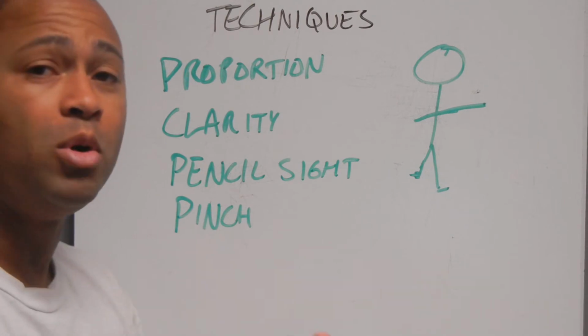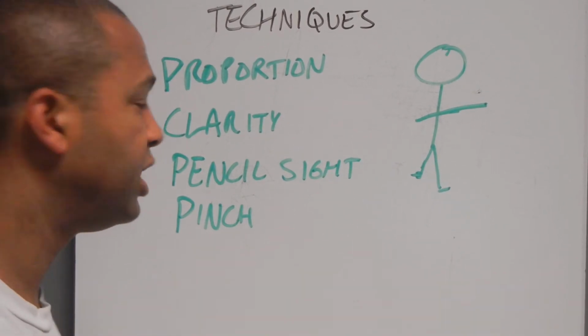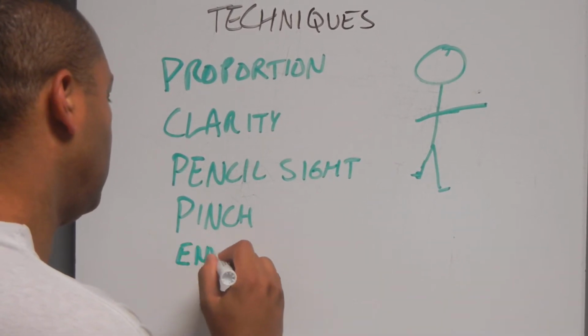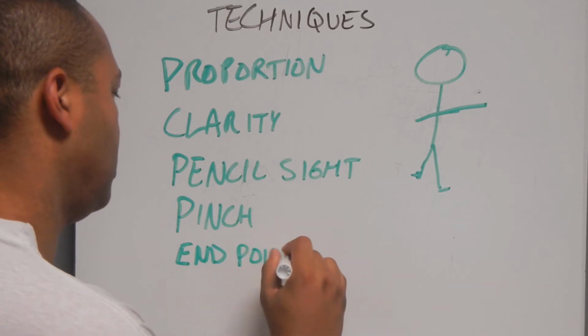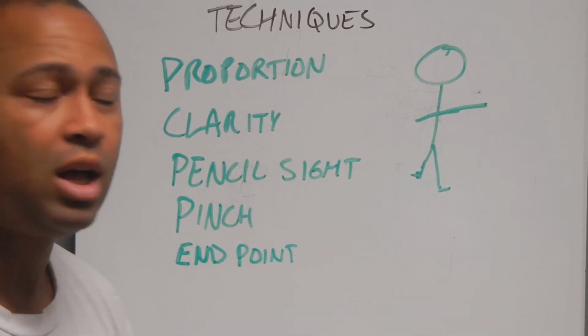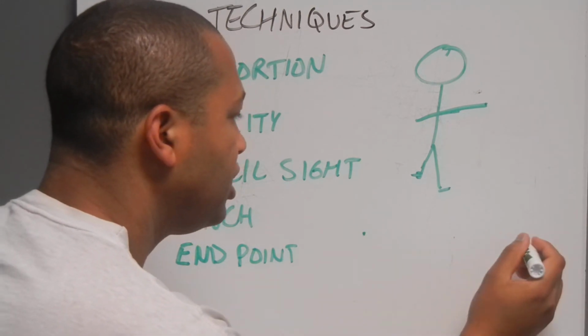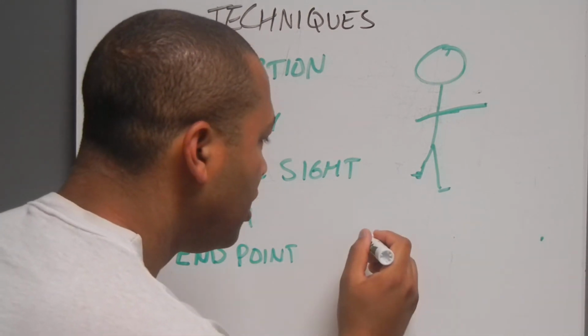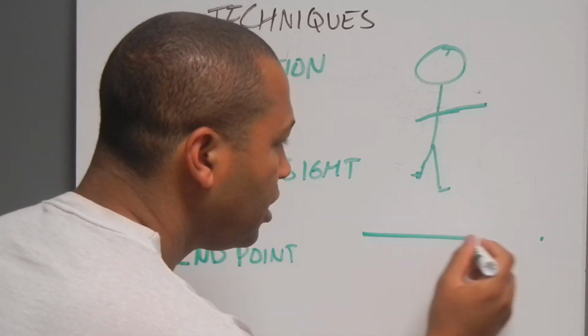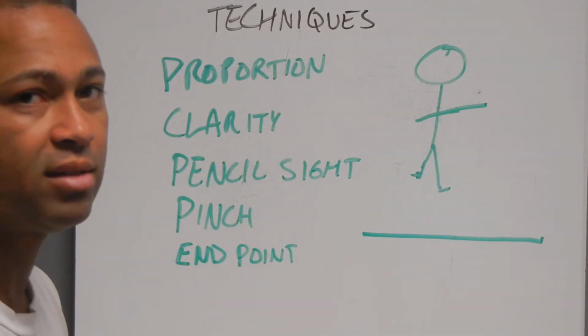But one of the most important things you need to know when you are sketching, focus on the end point of the line. Okay, you have this line that you're trying to sketch. Well, let's say you're going to go there. Look at this end point and go there. It makes it a lot easier.